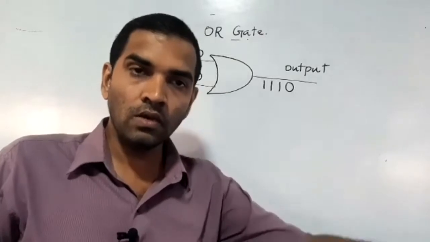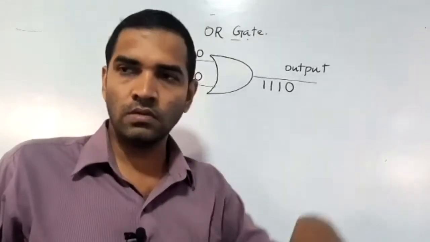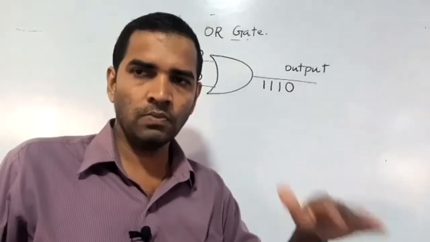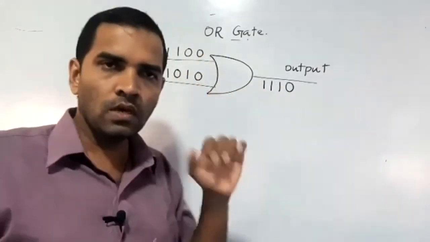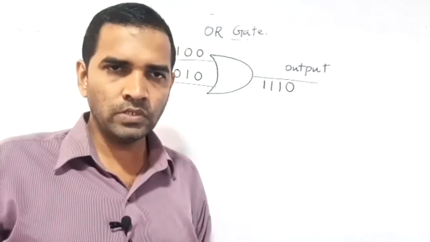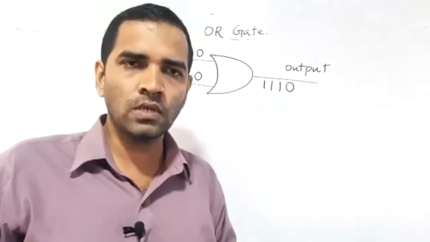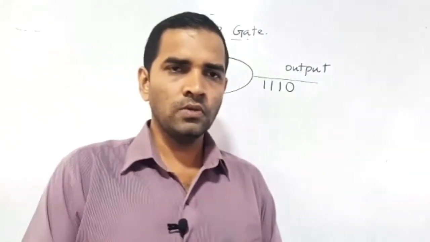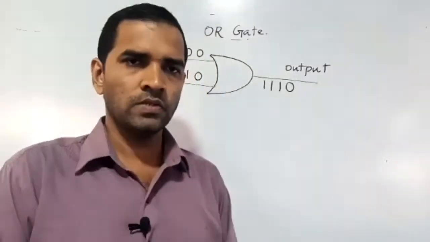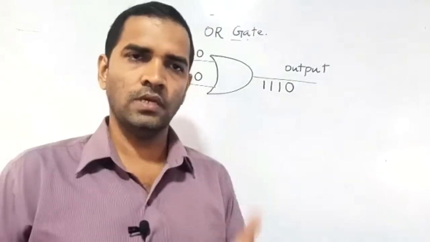So when does the OR gate produce 0 as output? When all the inputs are zeros, right? Which means when all the inputs do not have electricity, OR gate produces 0 as output, which means no electricity. Clear? This is the idea.